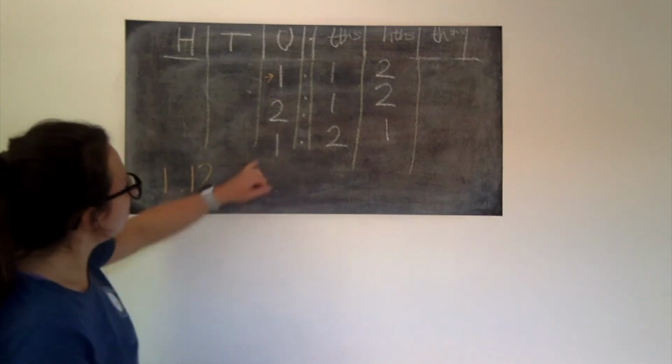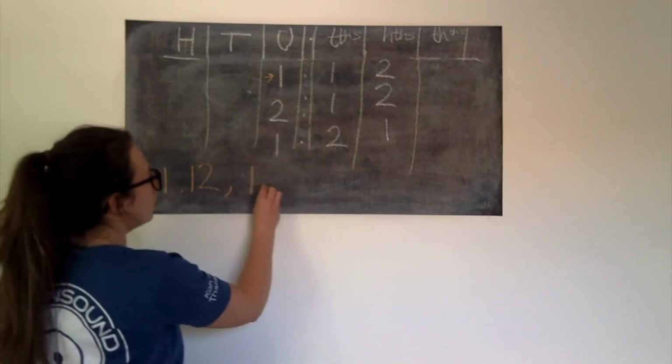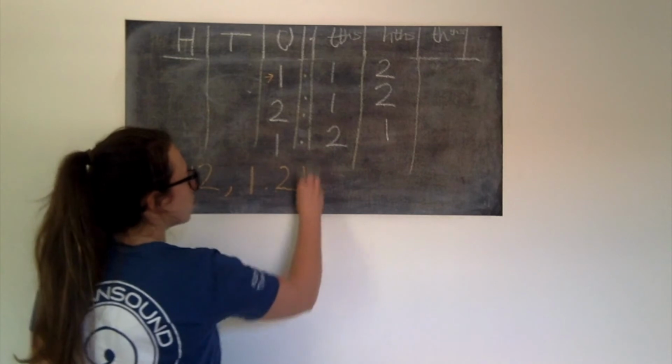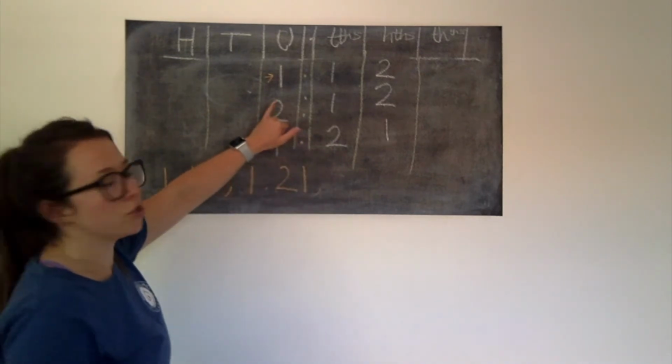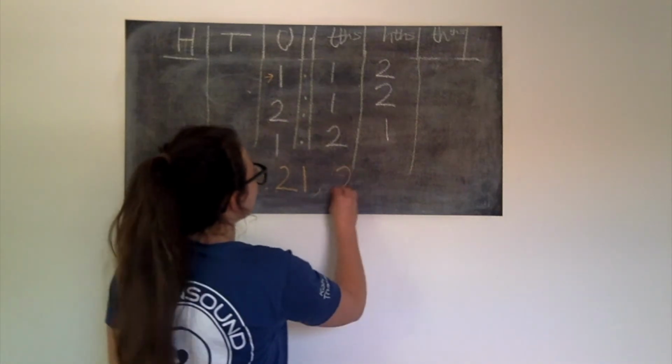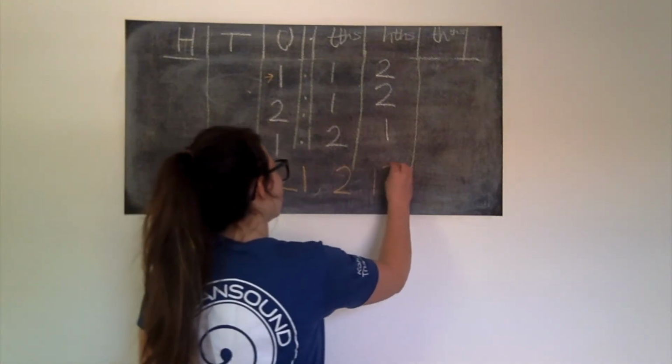So then the next number is this one, 1.21, because it has the 2/10. And then we said that this was our largest number because it had 2 whole units, so 2.12.